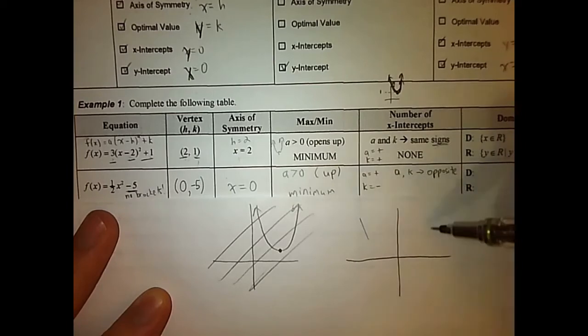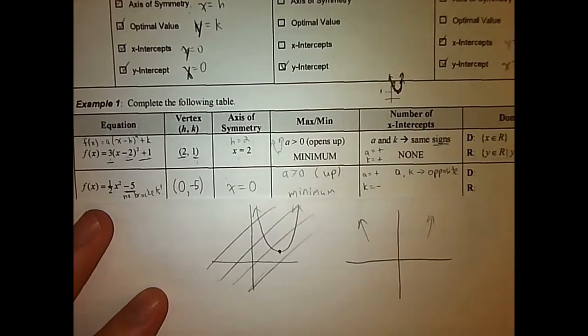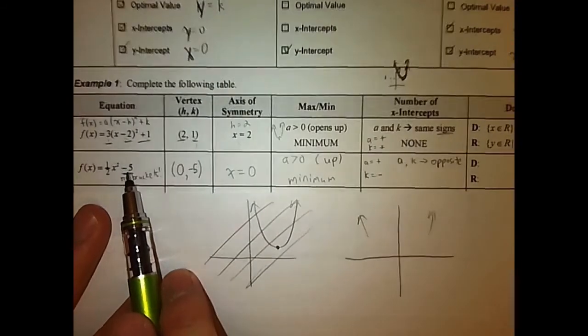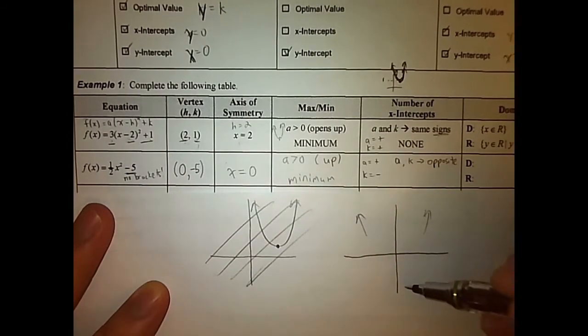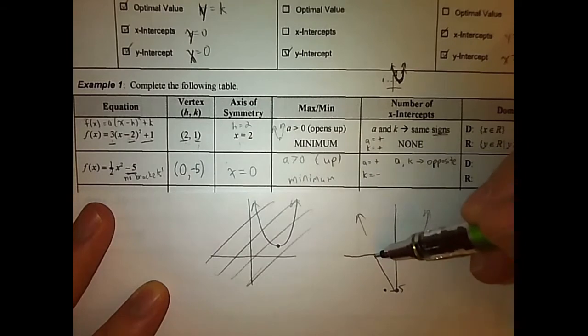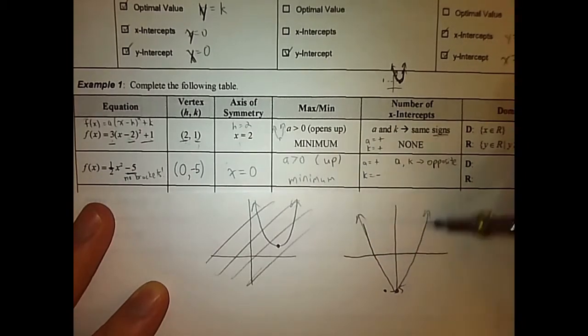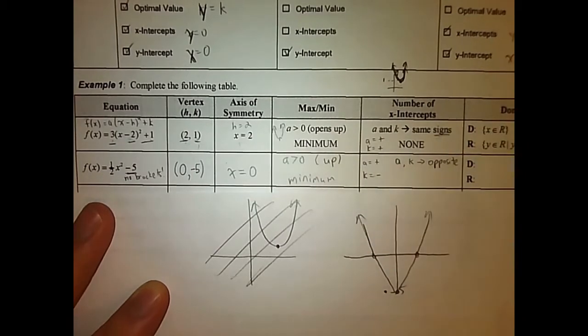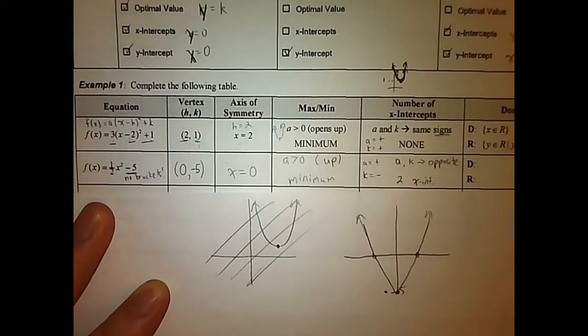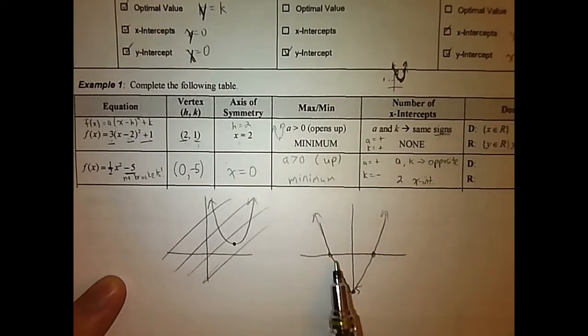So it has to go up like this, going upwards. But the k value is negative, which means my vertex has to be at -5 somewhere. So even if it was over here, it's 0, -5 based on my vertex, then it must be going through the x-axis at least twice. So we're going to have 2 x-intercepts. So I just sketched the graph. I don't know what these x-intercepts are yet, but we can figure it out later, but I know it's going to have 2 x-intercepts.